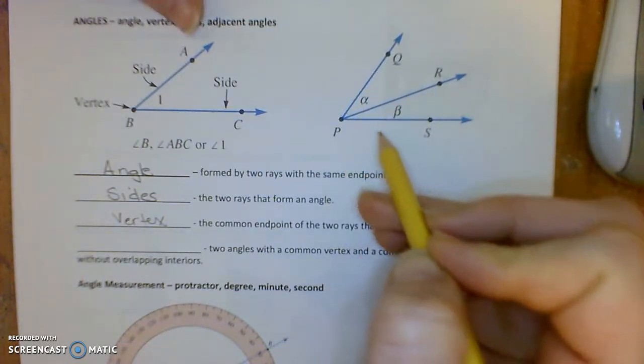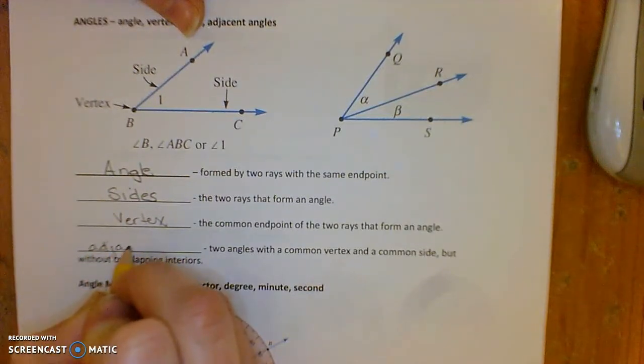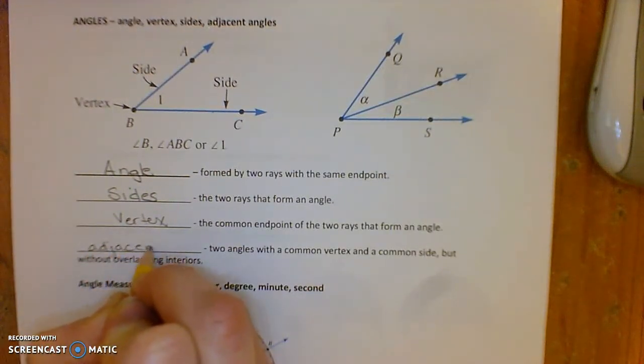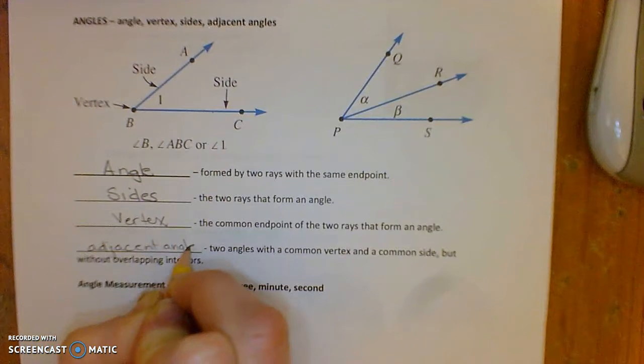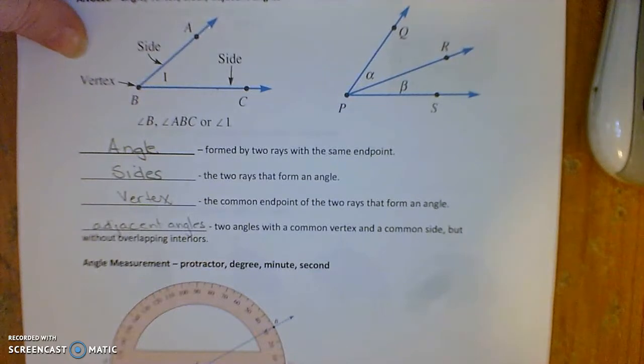All right, so it looks like we have three angles here, but the two angles alpha and beta look like they're right next to each other, or adjacent. So adjacent angles are two angles that have a common vertex and a common side, but they don't have any overlapping interiors.